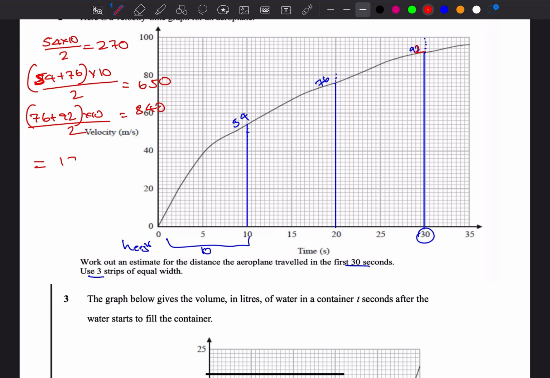$1760 meters. And that's the answer. No more, no less. Okay, exactly like that. Next one.